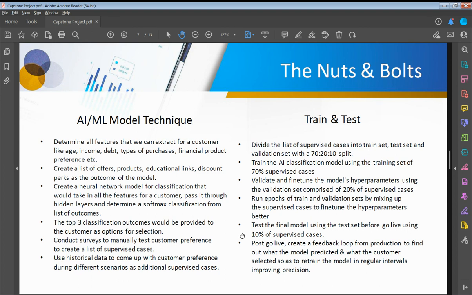And after we're done with multiple epoch runs, we're going to finally test the model with a test set which the model has never seen. And that is the final 10% of the supervised cases.